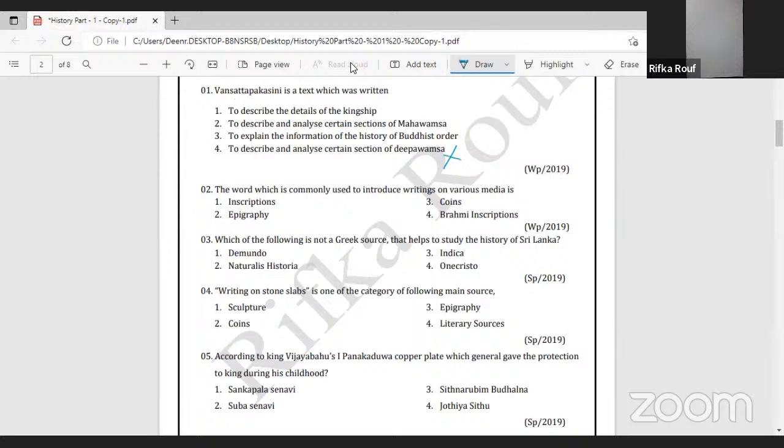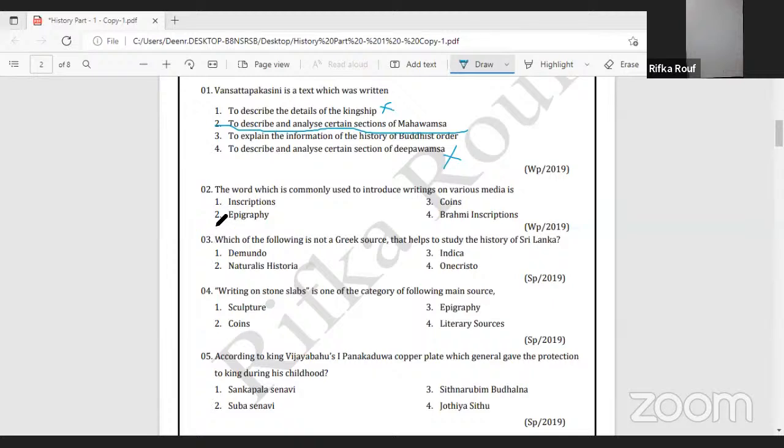To describe the details of kingship, right? When we talk about it, it is not a text which describes the details of the kingship. So the answer is what? Yes, very good everyone. The answer is the second one. So this text was written to describe and analyze certain sections of Mahavamsa. Okay, yes. So we'll go to the second one.